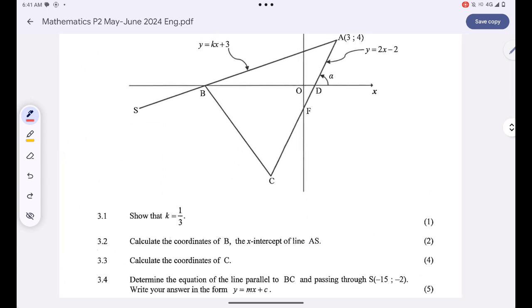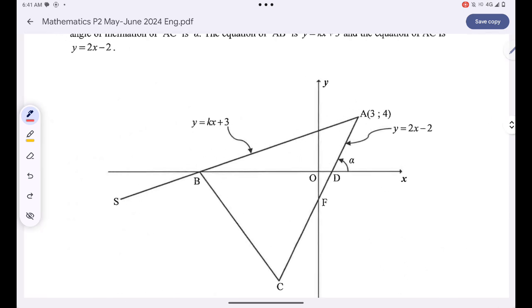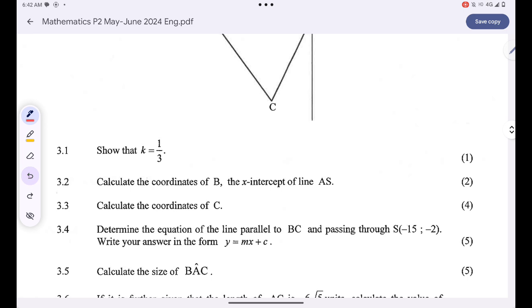Firstly, they want us to show that k is equal to a third. k is the gradient of this line. So if I have an extra point on the line, I can simply substitute it so that I can know the value of k. y is equal to kx plus 3. I do have an extra point on the line, and that's A. I know that y is 4 when x is 3. So whenever I take this 3 to the other side, I'll simply have 1 is equal to 3k. If I divide both sides by 3, then k will be equal to a third. So I've now shown that k is equal to a third.